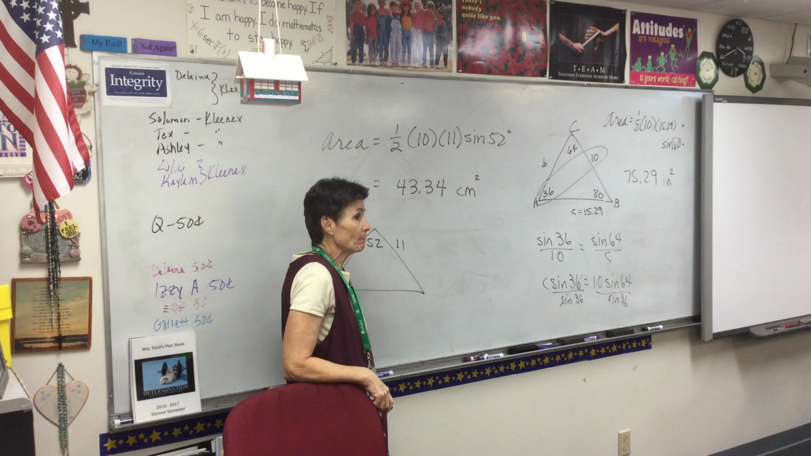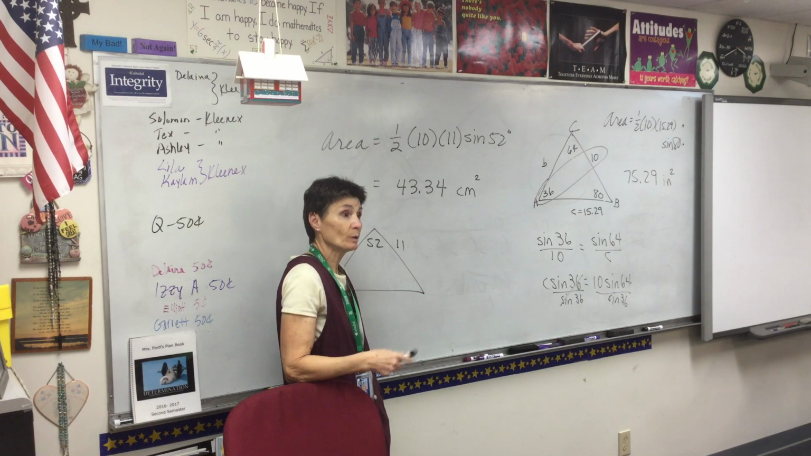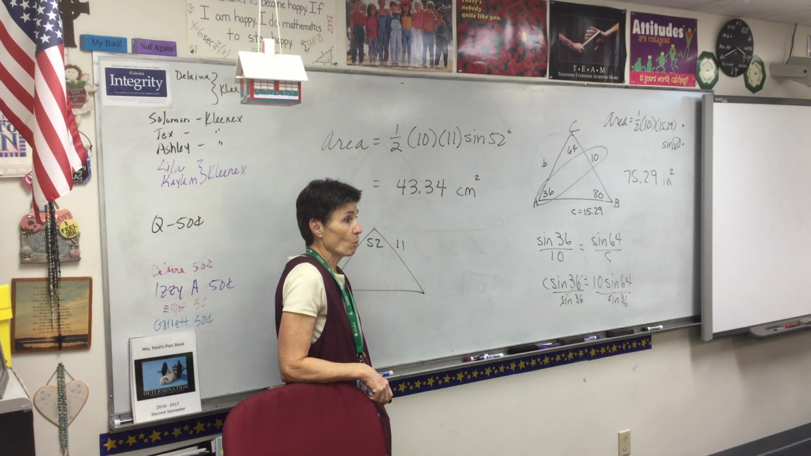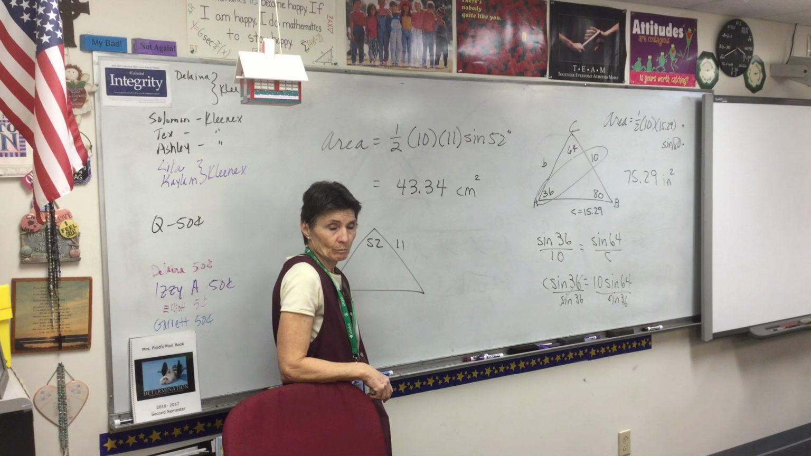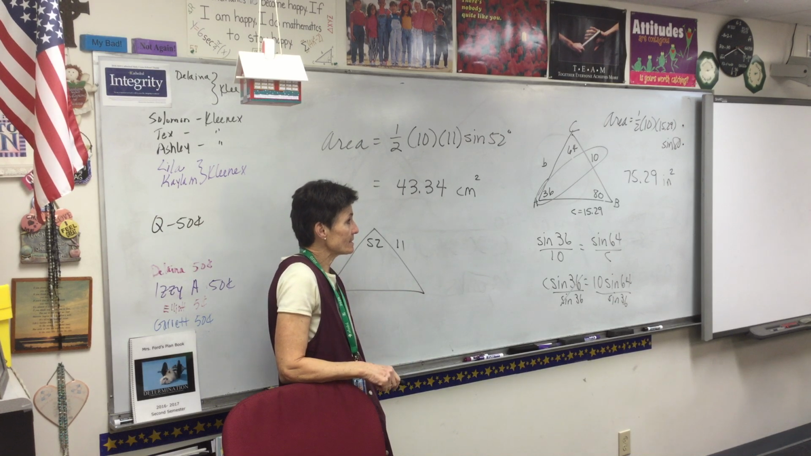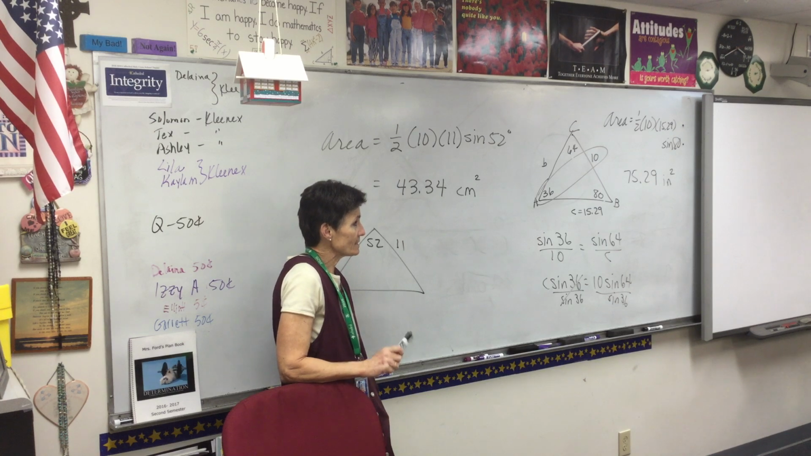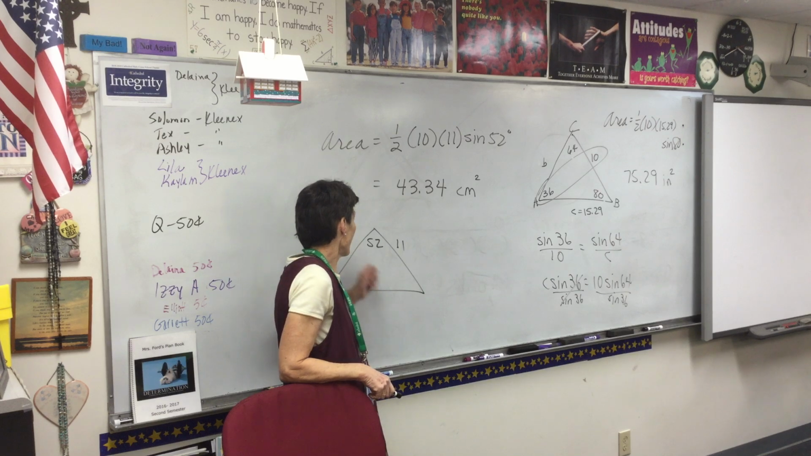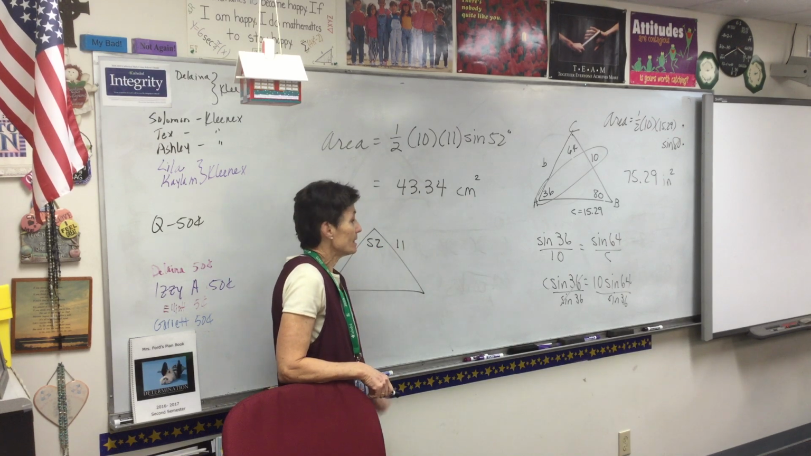So that's an example of a problem where you had to do a little work before you could actually find the area. Everybody got it? Good? One-half side side sine. That's on your note card. You need two sides and the included angle. If you don't have that, then find one of the other sides so that you can do it.